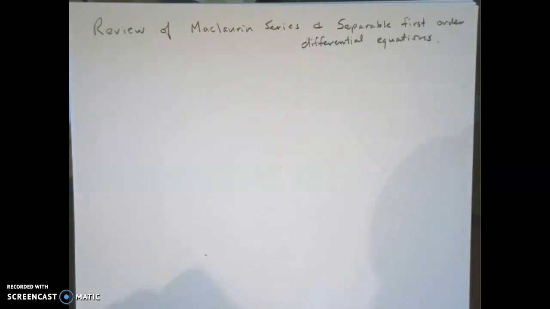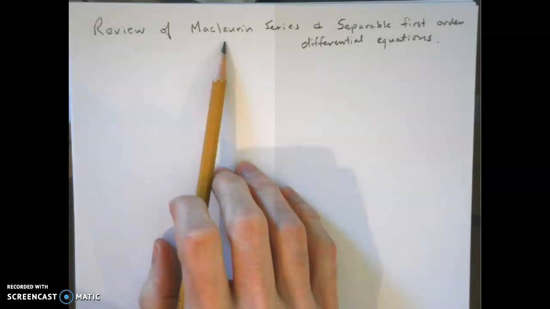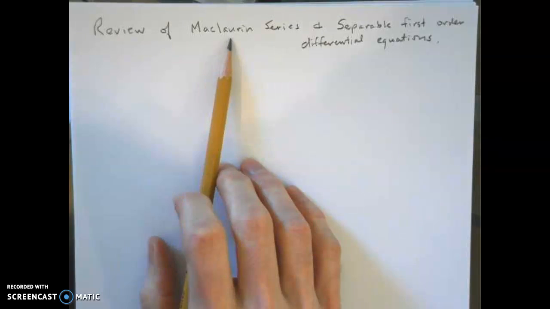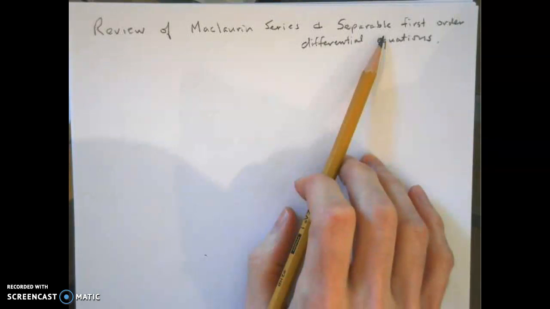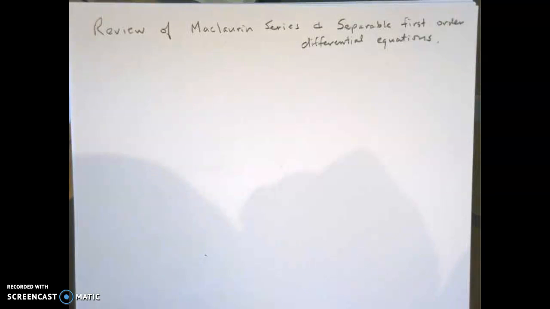In this video, we're going to review some of the Maclaurin series, which are the Taylor polynomials centered at 0, and also some separable first-order differential equations. This is going to give us a good review and set up the prerequisite knowledge to be able to do Chapter 16, which is an online-only chapter. If you've looked for it in your textbook, it's not in there. You have to look at it through Cengage or through WebAssign.